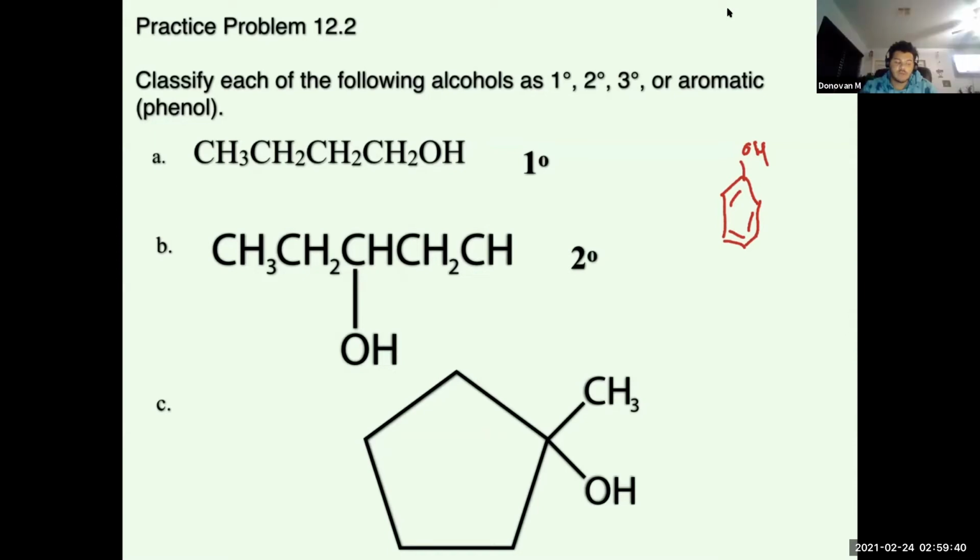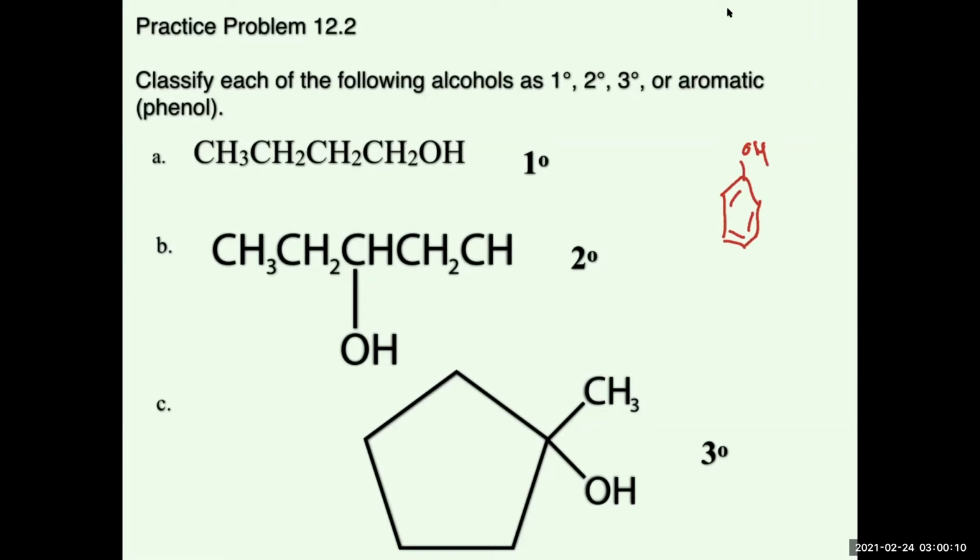Tertiary. There's 3 carbons attached to that bond. Now, who wants to name this one? I'll give you a little bit to look at it. You should be able to name it though. 2-methyl-3-pentanol.